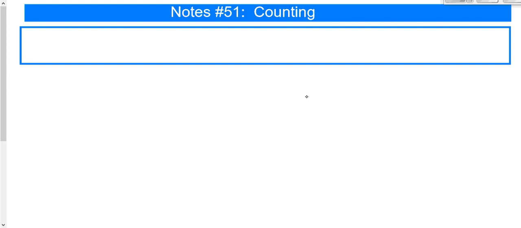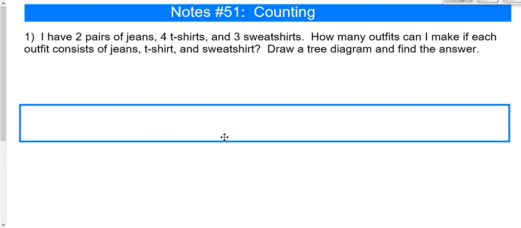So that got me to thinking, suppose I just have two pairs of jeans, four t-shirts, and three sweatshirts. That's my wardrobe. How many outfits can I make? Now, let's assume that an outfit consists of one pair of jeans, a t-shirt, and a sweatshirt. Well, let's figure this out by drawing a tree diagram.